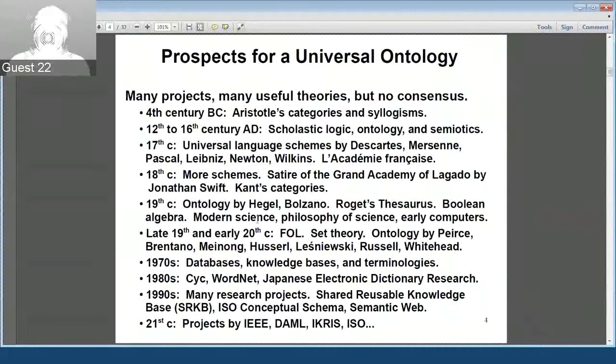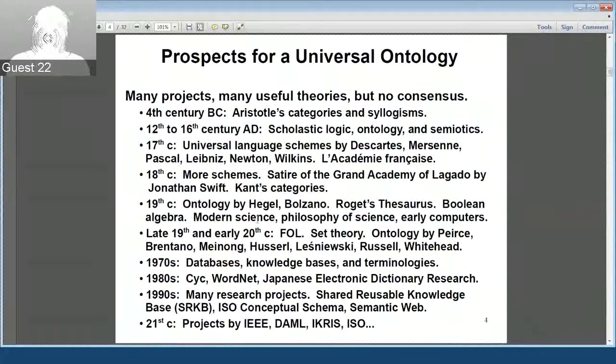The Japanese had the Japanese Electronic Dictionary Research project, which was an interesting project, but unfortunately they were charging a lot of money for it. And so WordNet, which was free, killed everything else that cost thousands of dollars. And Cyc also opened up an OpenCyc, which now has some use, but still WordNet is the de facto standard for aligning independently developed ontologies, and it has no formal definitions of any kind.